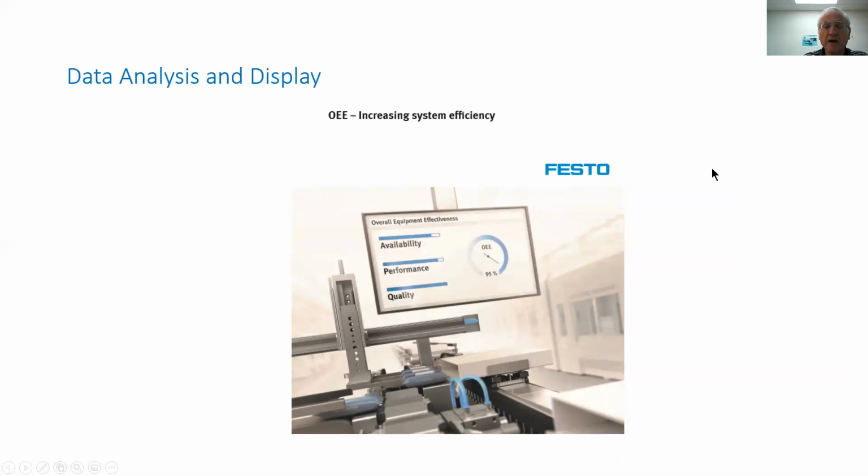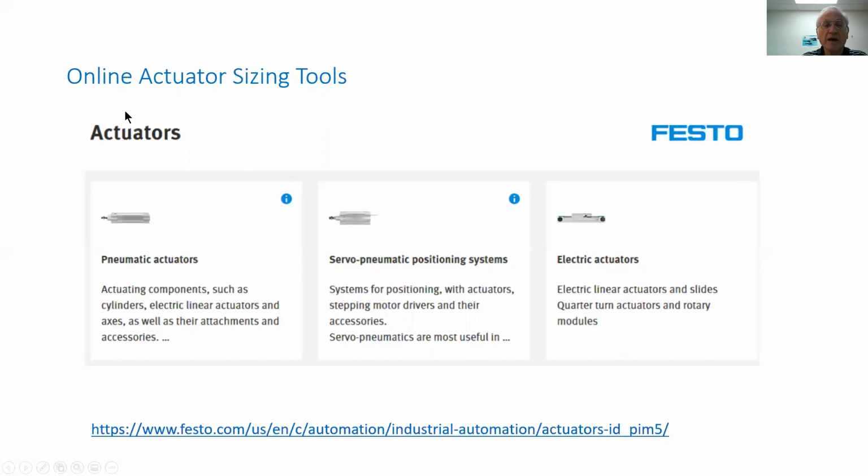When we include the display into the system, we can receive data analysis again from Festo, moving into artificial intelligence and machine learning possibly. With this particular monitor, it is showing us the availability, performance statistics, and also the quality. The sizing of actuators is pretty much given by the vendors online. Festo, for example, is given online.